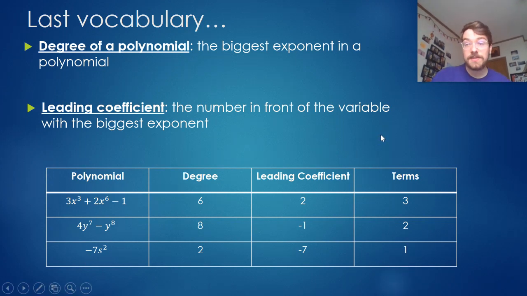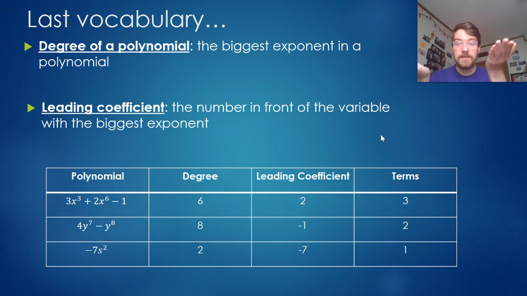So these are the things to look out for. So degree, biggest exponent, leading coefficient, the number that's attached to that exponent. That's all I'm looking for. We good?